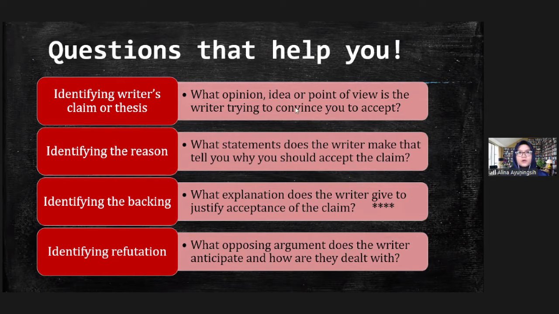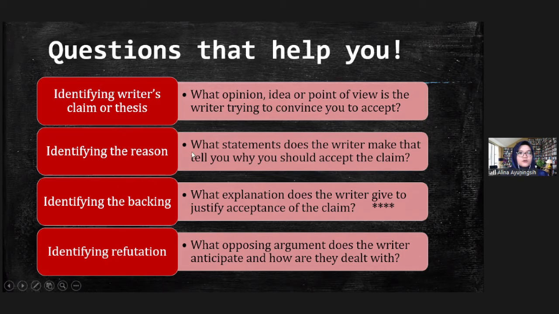So let's say you get the argumentative essay, and now it's your job to find which one is the thesis or the claim itself. While you are reading, you need to answer this question by yourself: what opinion or idea or point of view is the author trying to convince you to accept? So you need to find that statement from the author that he or she wants you to accept, his or her point of view. So what statement is that inside the argumentative essay?